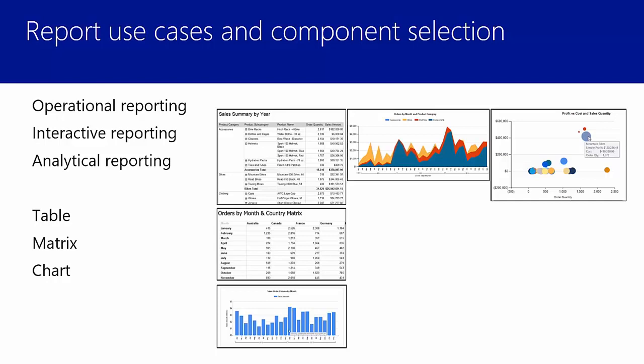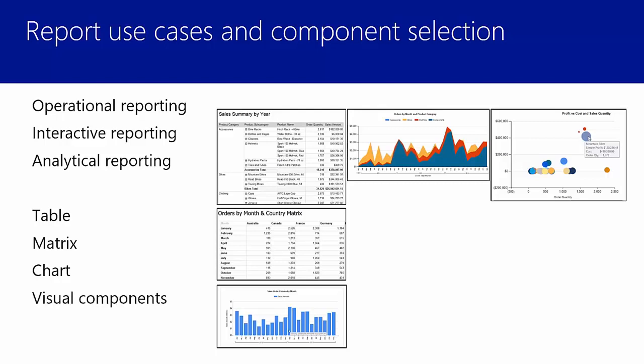If you look in the tooltip up here, you can see that for mountain bikes, I have a simple profit, a cost, and an order quantity, where the x-axis, y-axis, and the size of the bubble represent those 3 different values, and then the color of the bubble represents the category.